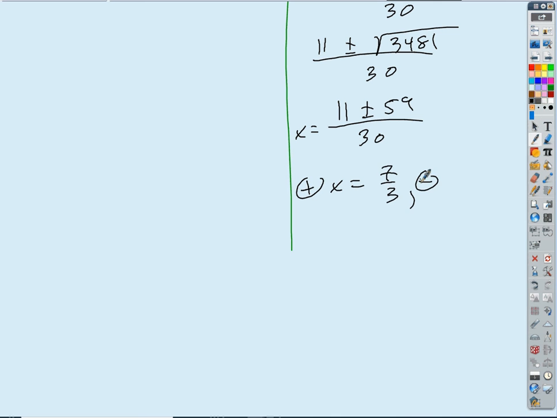If we take the minus, we're going to get negative 48/30, which is, what's that going to be? 8/3. Is that right? Wait, no, that's not quite right. 24/15. It's negative 8/5. Negative 8/5. There it is.